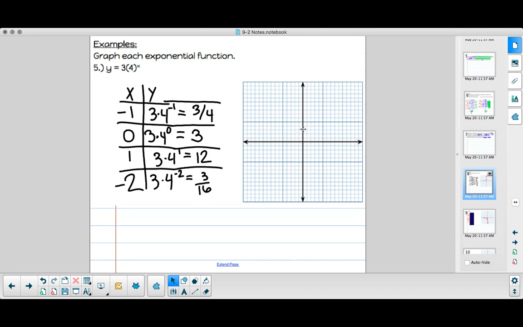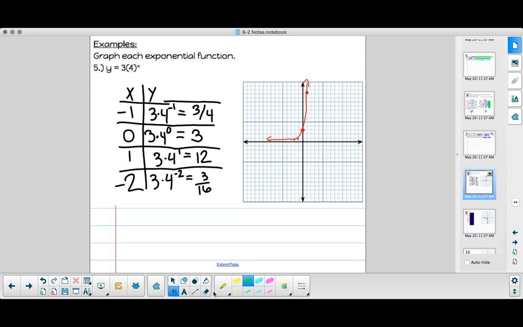When you plot these points, you're going to do the best that you can. This point here is negative 2, 3/16. This one right next to it is negative 1, 3/4. 0, 3 is our initial value. That's our y-intercept. And 1, 12 is the point all the way up here. Exponential functions do continue forever in both directions, so you put arrows on both ends.